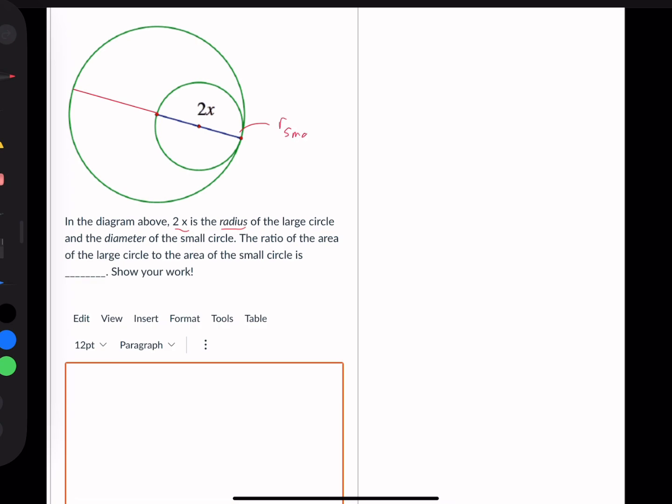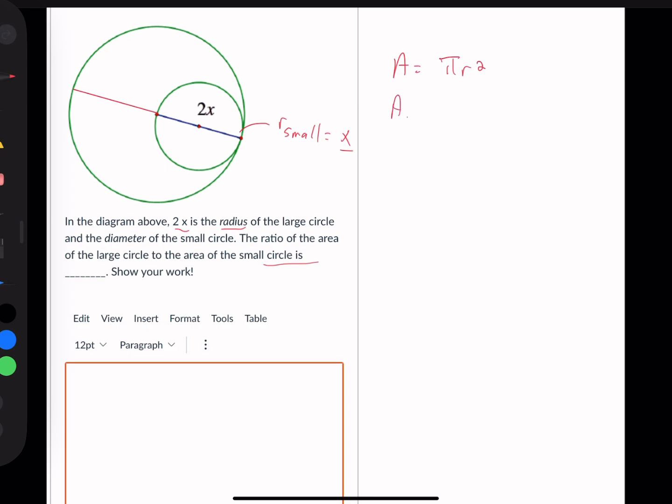So when I think about then the radius for the smaller circle, it's going to be half of that. So I'm going to write radius small. And so instead of 2x, it's just going to be x. The ratio of the area of the large circle to the area of the small circle is, now remember, area is equal to pi r squared. And both of these circles are going to have the same area formula.